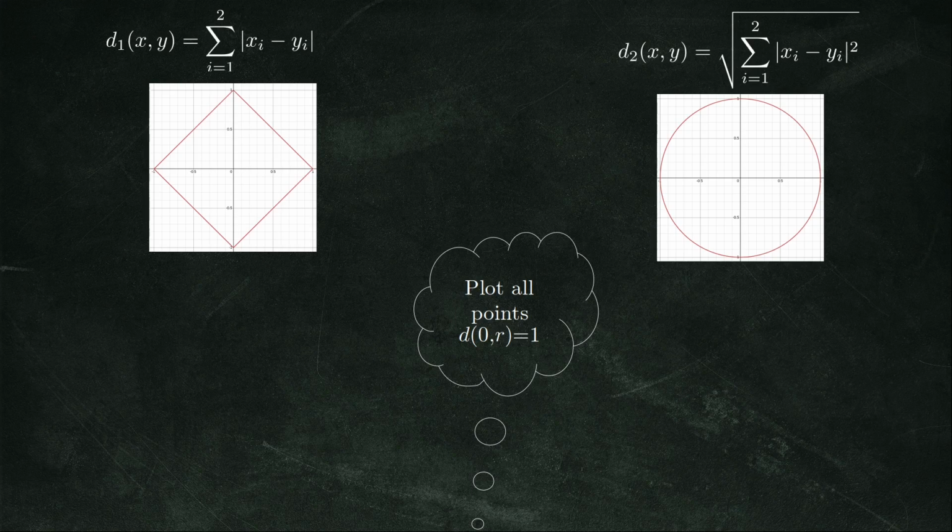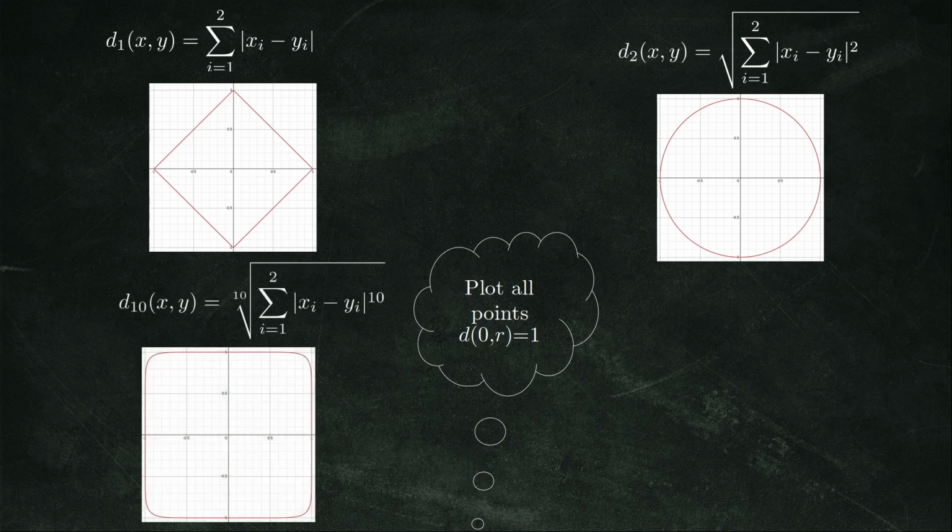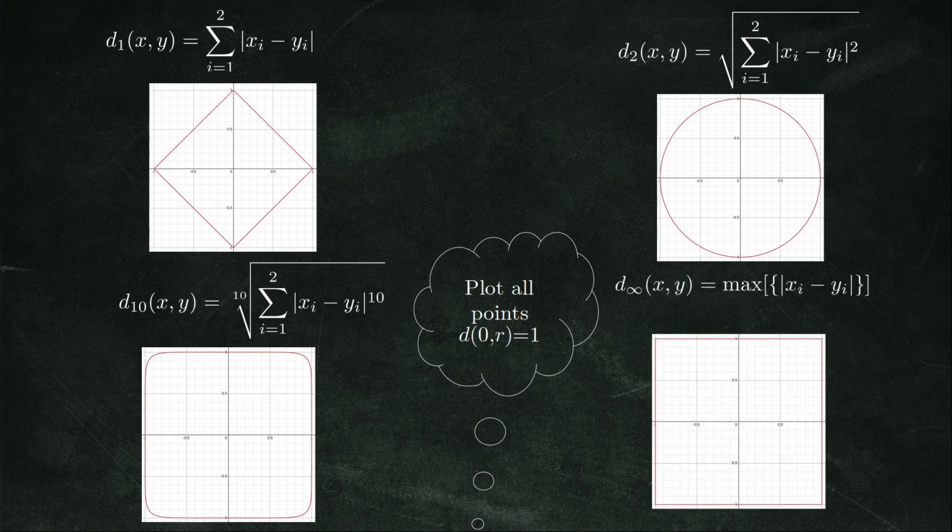Then as we increase p, if we go to p equals 10, we find it forms more of a square shape. And again, you can verify this yourself. As we keep increasing the value of p, it becomes an almost perfect square until, as we go to infinity, the limit of all of this is we take the maximum value. So the infinity metric is the maximum absolute difference between each of the coordinates. And when we do that, we see it forms a perfect square.